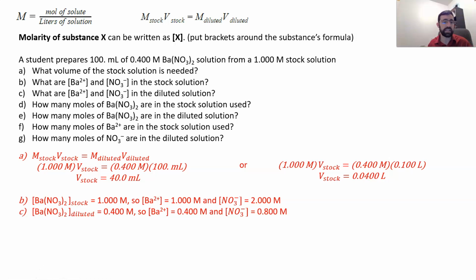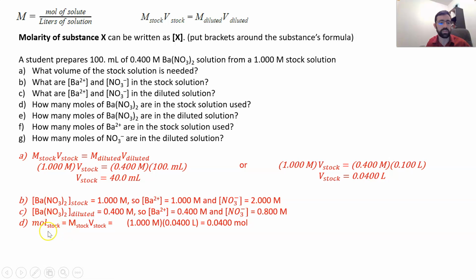We get to part D. How many moles of barium nitrate are in the stock solution used? To find the number of moles of barium nitrate used, we're going to take the molarity and multiply it by the volume in liters.